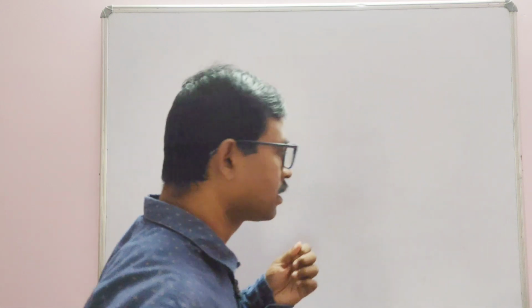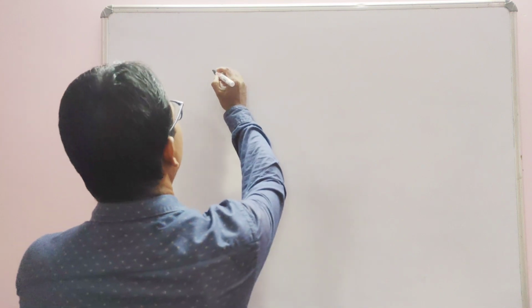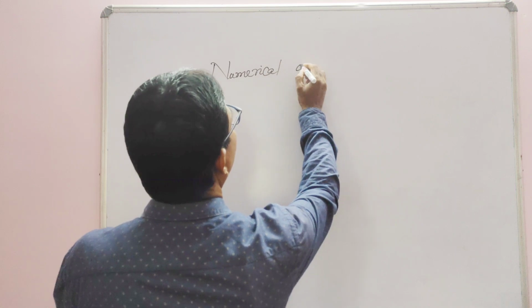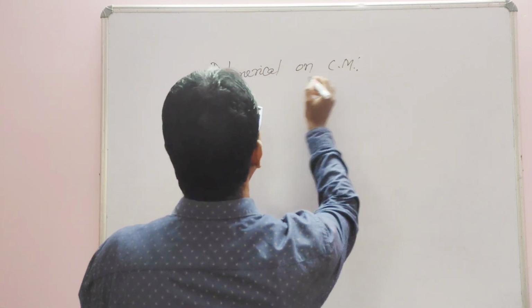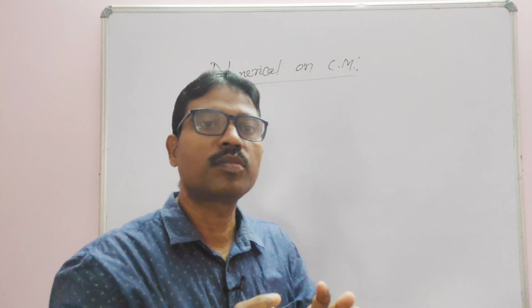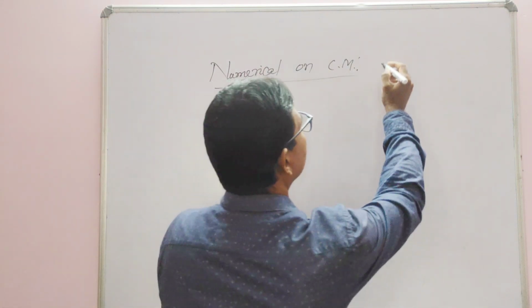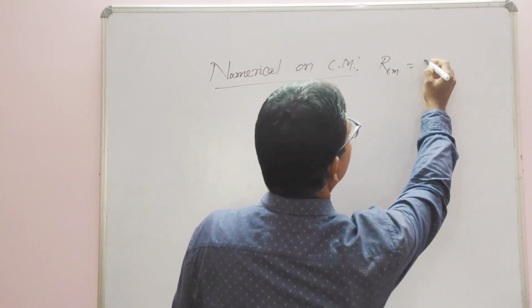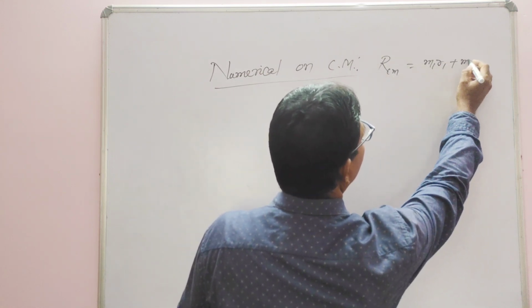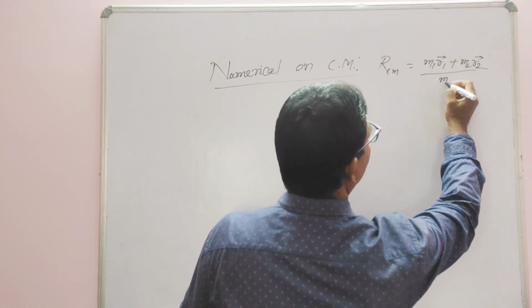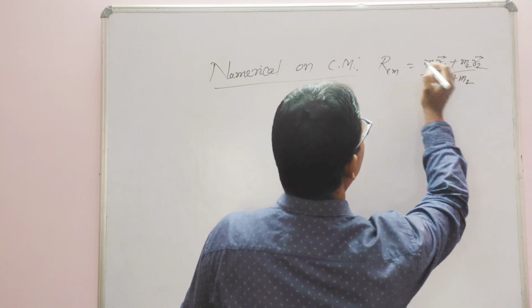Anyway, today's topic is numerical problems on center of mass. Let us discuss numerical problems on center of mass. As you know, the position vector of the center of mass of two particles, RCM, is equal to M1 R1 plus M2 R2, these are position vectors, divided by M1 plus M2. That you will use.